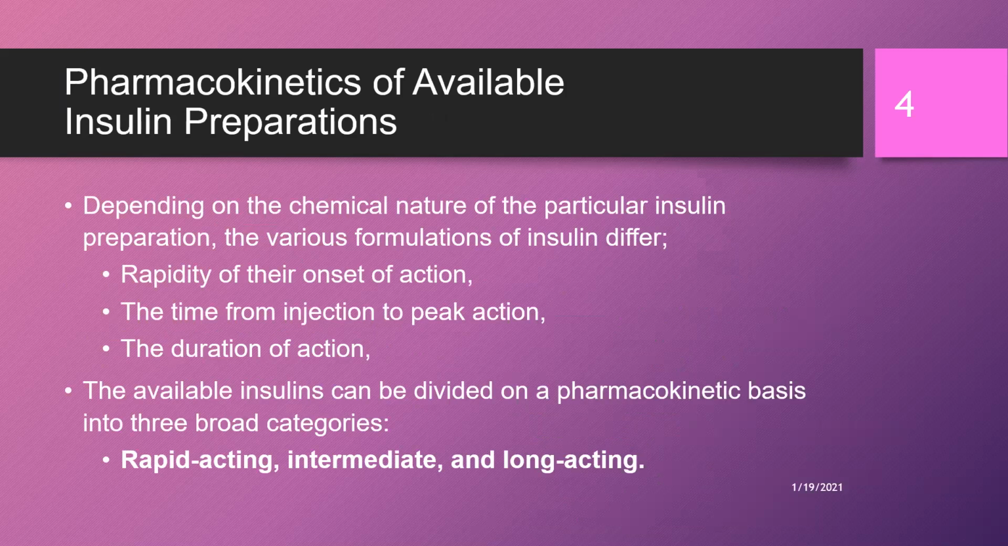Now coming to the pharmacokinetics of available insulin preparations, depending on the chemical nature of the particular insulin preparation, the various formulations of insulin differ. They differ according to the rapidity of their onset of action, the time from injection to peak action, and the duration of action. The available insulins can be divided on a pharmacokinetic profile into three broad categories, that is rapid acting, intermediate, and long acting.